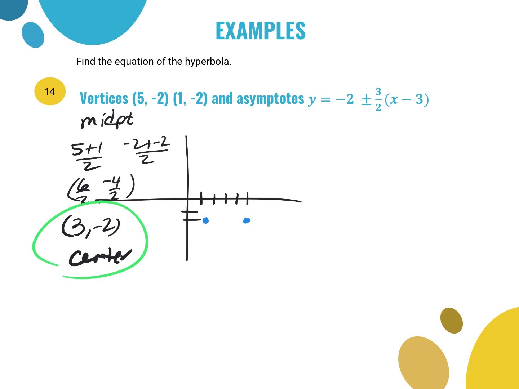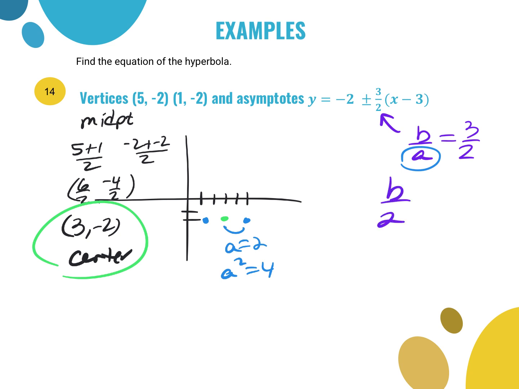I can go ahead and graph it. So it's right here. And now I can find the distance from the center to that vertex, and it's got a distance of 2. So a squared equals 4. And now I need to find my b value, and I'm going to get that from my asymptote. So over here, whenever your graph is horizontal, the asymptote slope here is b over a. So I'm going to set b over a equal to 3 over 2. I also already have my a value, so I'm going to plug it in here. So I have b over 2 equals 3 over 2. Remember, these are equivalent fractions, so you really don't need to go through the solving process.